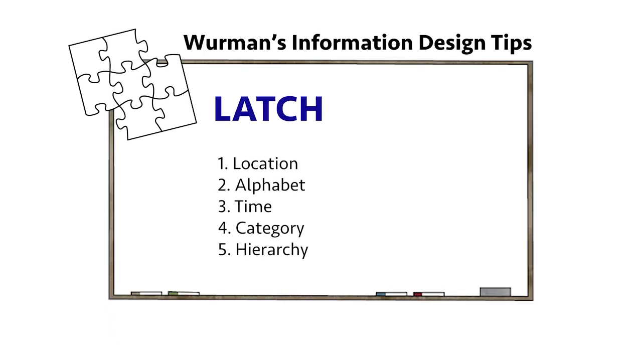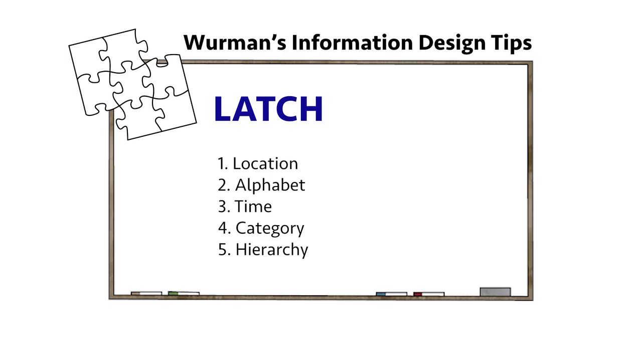LETCH. As Wurman says, while information may be infinite, the ways of structuring it are not. The ways of organizing information are finite. It can only be organized by location, alphabet, time, category, or hierarchy. Location. Organizing information based on space or place, such as a subway map. You can think of space as literal or metaphorical. For example, in an expression such as "this idea is at the core," at grassroots level, versus with a bird's eye view, bottom up or top down.